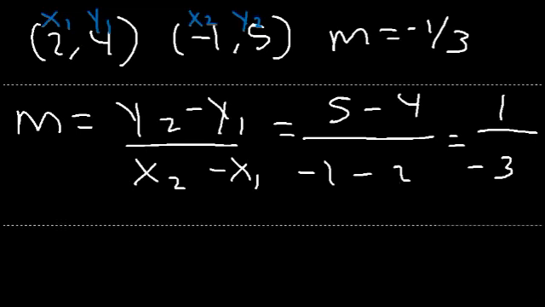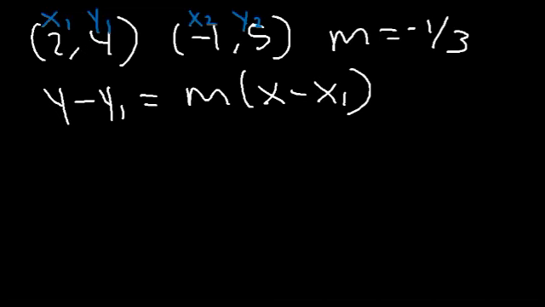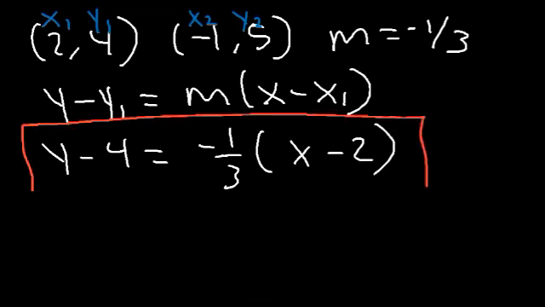So now let's write the equation of the line first in point-slope form. So y minus y1 is equal to m times x minus x1. So y1 is 4. We can use either point, 2, 4, or negative 1, 5. I'm going to use 2, 4. So y1 is 4, m is negative 1/3, and x1 is 2. So this is the answer in point-slope form. So now let's convert it to slope-intercept form.